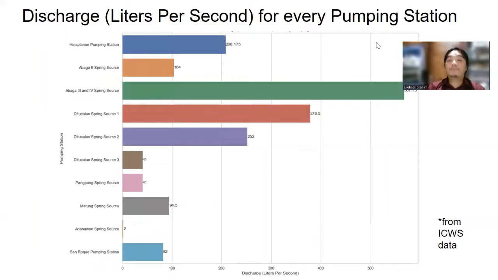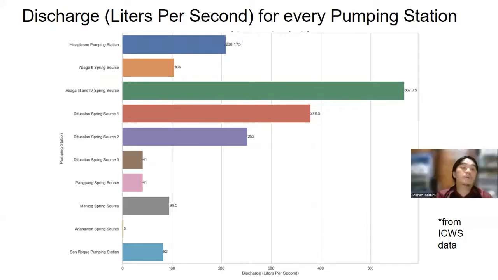Also, we were provided by the ICWS the discharge in liters per second for every pumping station. As you can see, there are 10 pumping stations: the Hinaplanon pumping station, the Abaga 2, Abaga 3 and 4, Ditokalan Spring Source 1, Ditokalan Spring Source 2, Ditokalan Spring Source 3, Pangpang, Matuog, Anahawon, and the San Roque. The Abaga 3 and 4 has the highest discharge, which is 567.75 liters per second, while the Anahawon only has 2 liters per second.